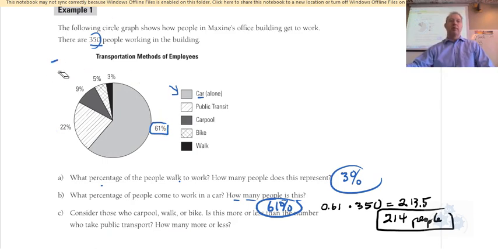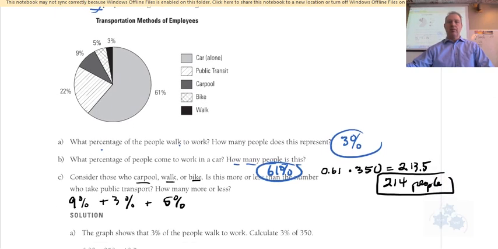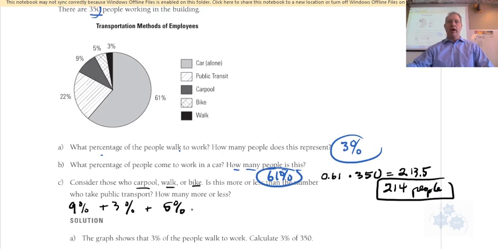That's a good question. So carpool, where's carpool? That's this one here. It looks like 9%. Okay, so I'm going to write that down right there. Carpool, walk, or bike. So walk is, we said 3%. So let's add all those up. Bike is this one, 5%. So that's all the people that carpool, bike, or walk. So what is that? 9 and 3 is 12, plus 5 is 17%.